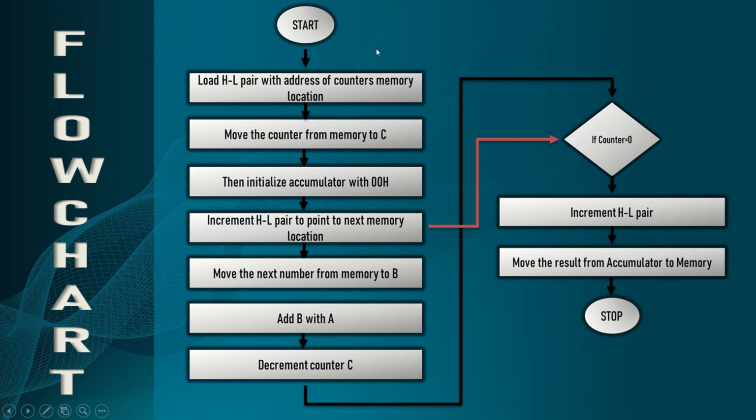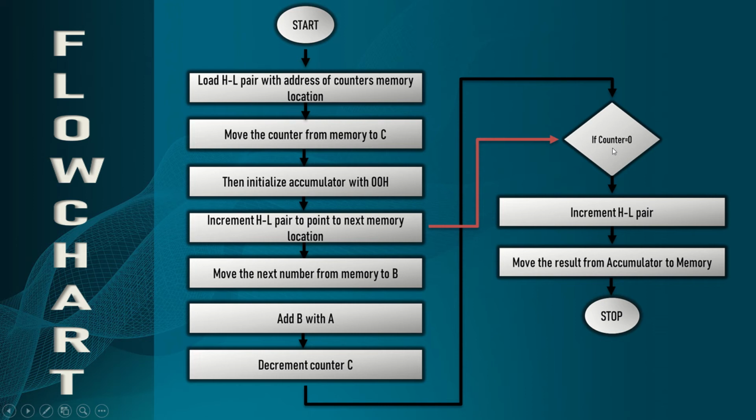Initially, after starting, we load the HL pair with the address of the counter, and it is moved to register C. The accumulator is initialized with 00H. Then the HL pair is incremented to point to the first number in the array and it is moved to register B. Register B is added to the accumulator and the result is stored in the accumulator.